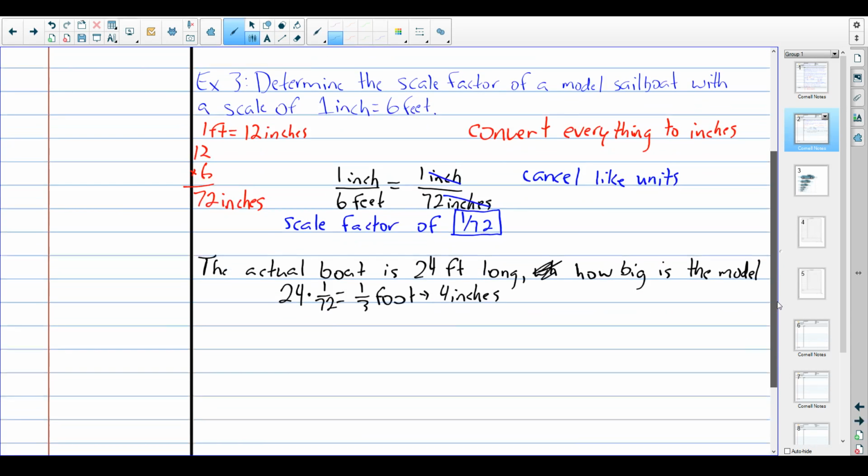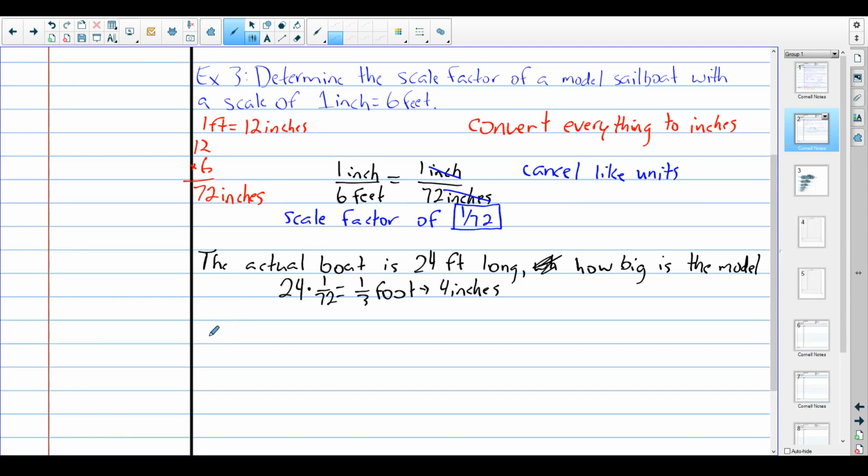Right? And then we can check that back with the original, our scale factor. If we did a proportion for this instead, if we said model to actual, and if it's 1 inch for every, what was it, 6 feet, equals what over 24 feet? And then we could say, oh, well, 6 times 4 is 24, and 1 times 4 is 4 inches. We can get the same answer.